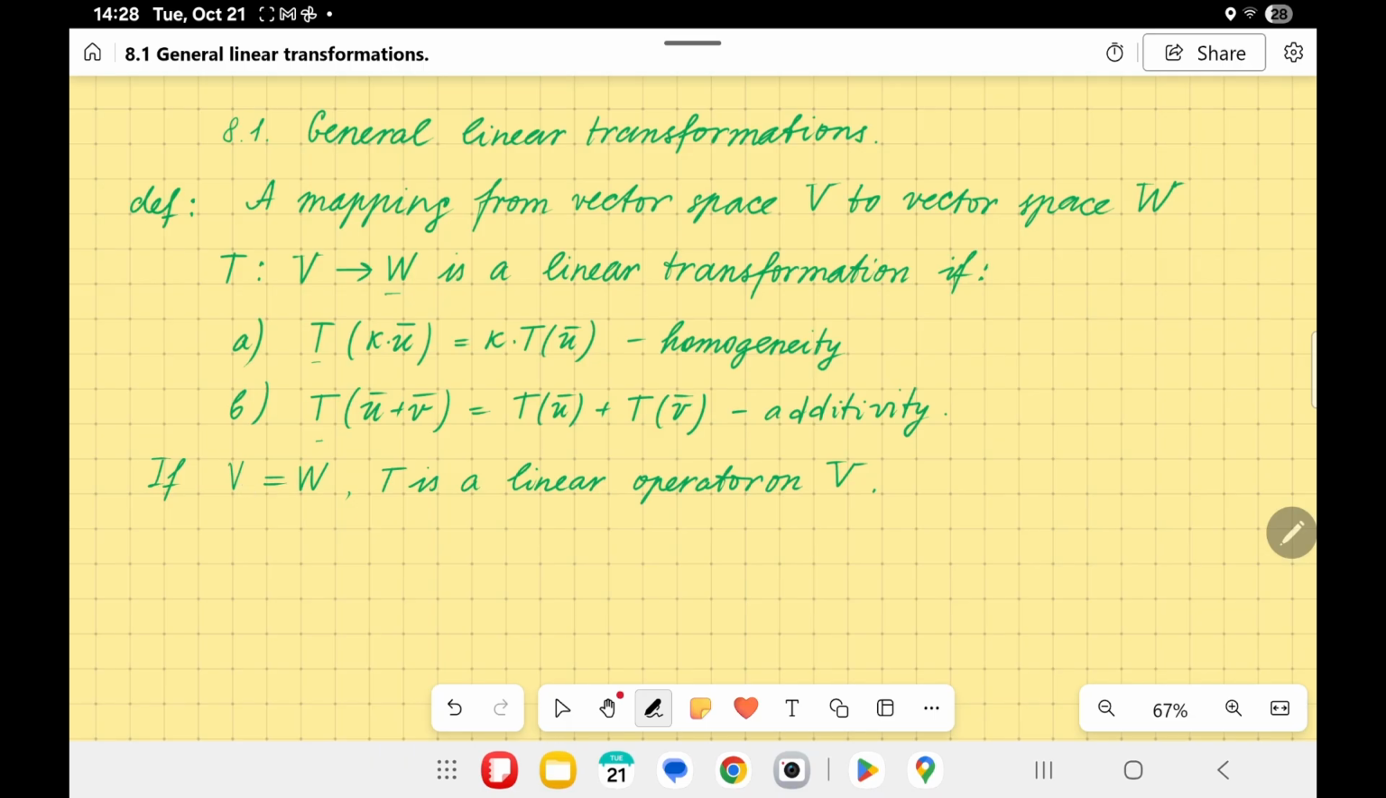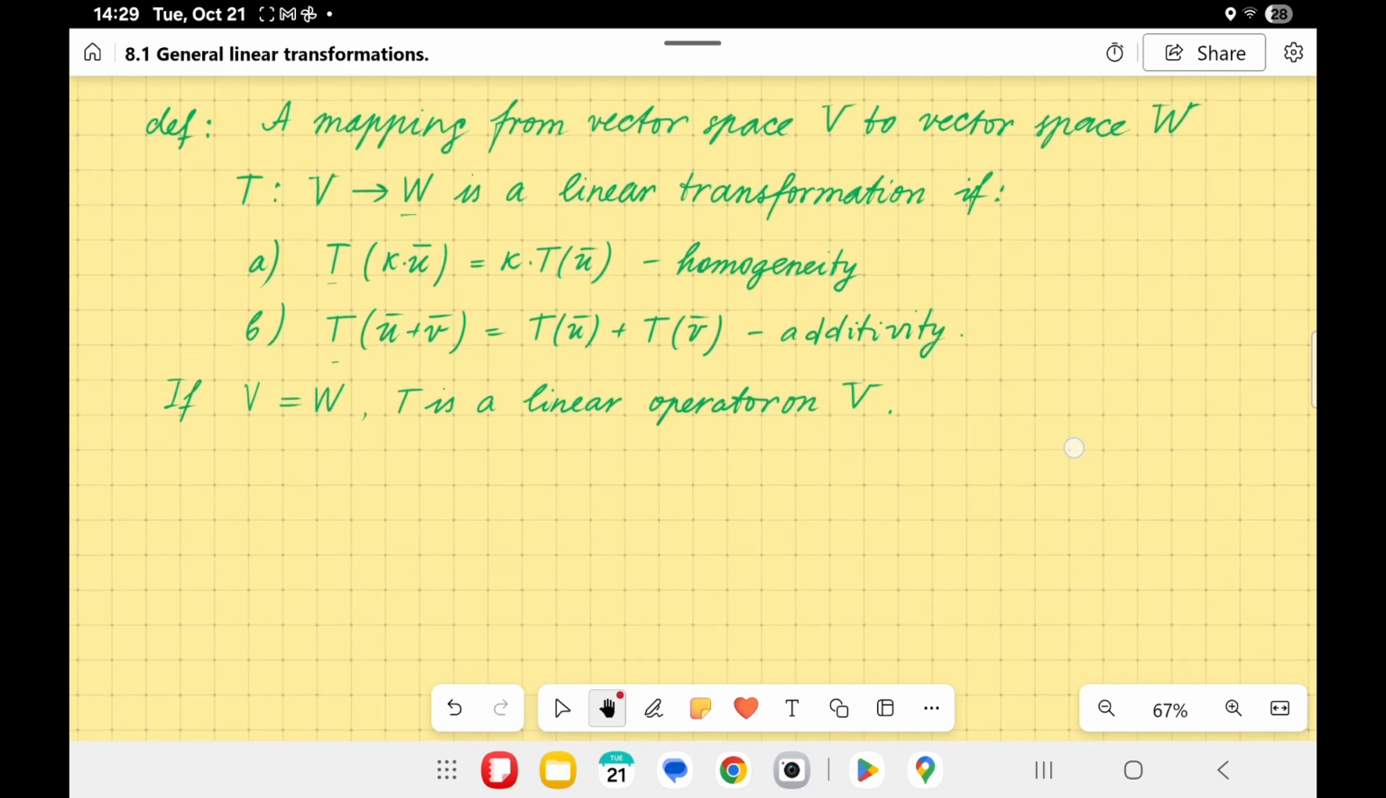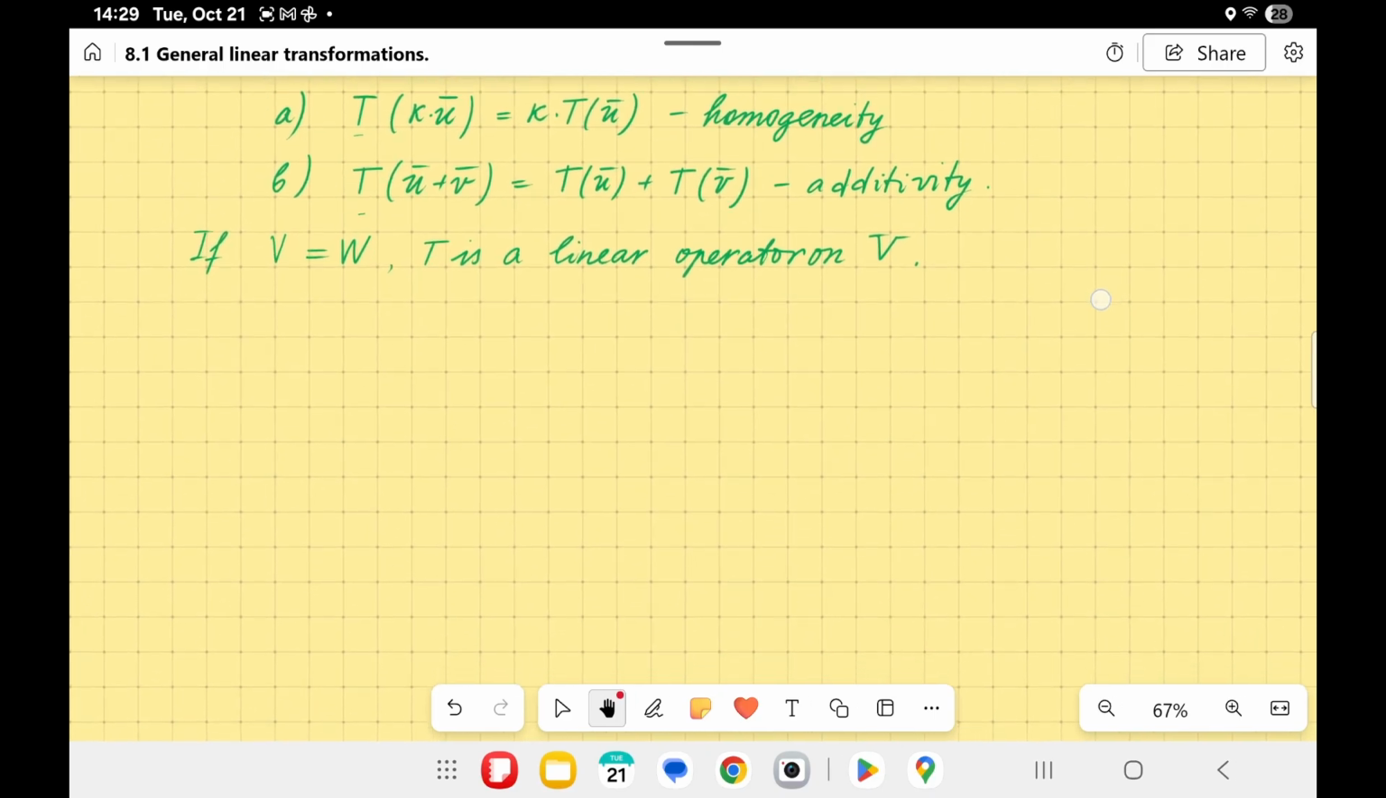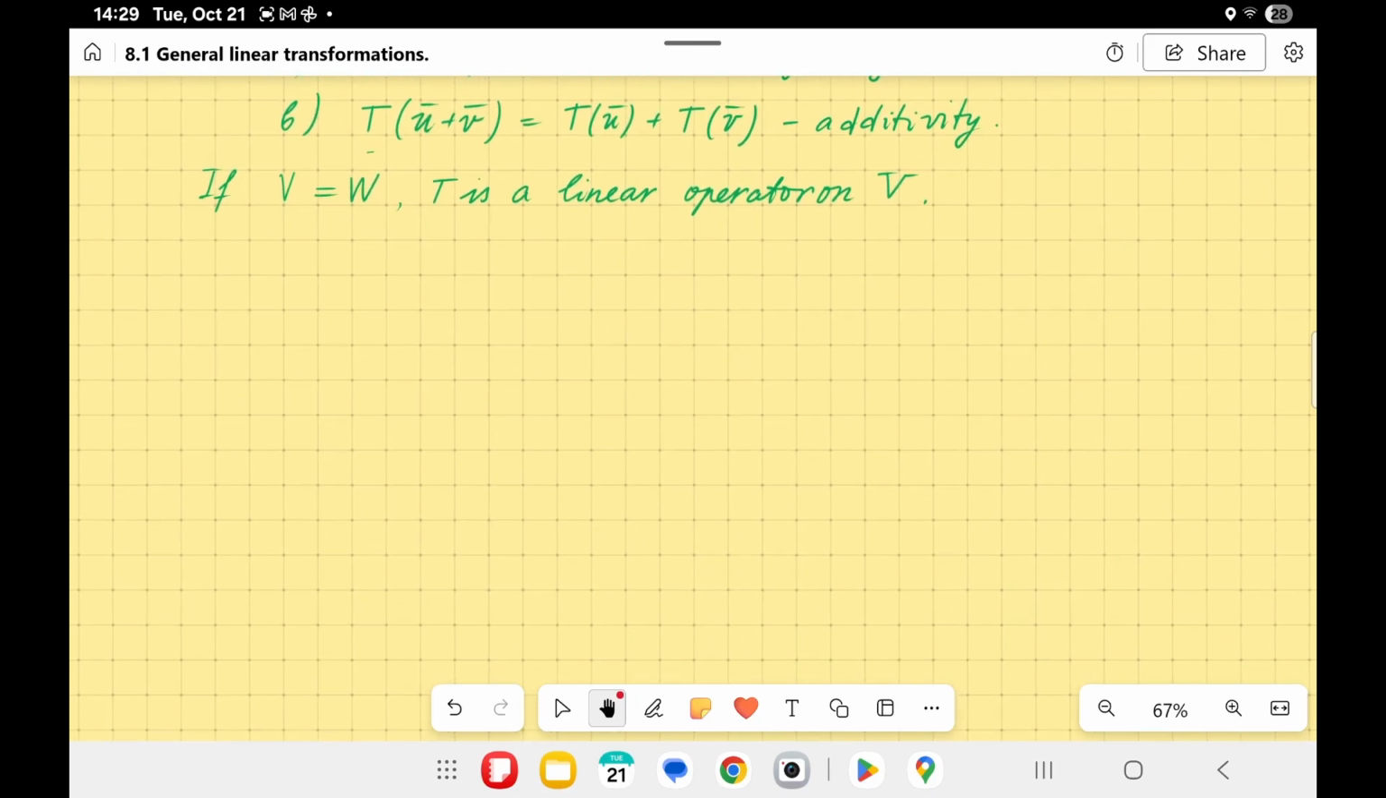If vector space V equals vector space W, meaning you are doing a mapping from a space onto itself, then the linear transformation is called a linear operator on V. And we're going to start right away with some rules for linear transformations. Theorem number one: if T is a linear transformation from V to W, then there are going to be three statements about that.